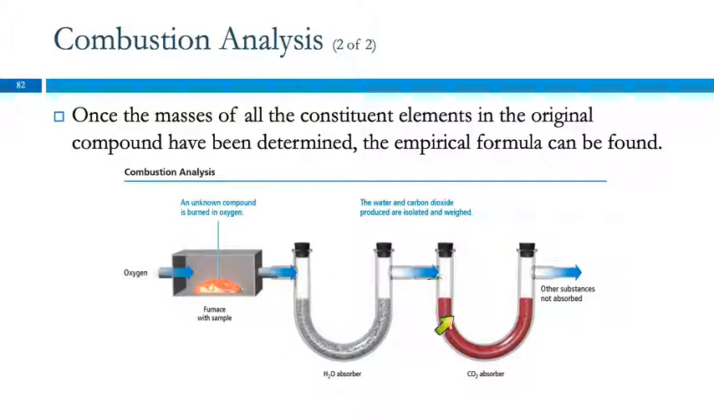After it goes through that tube, it goes through a carbon dioxide absorbing tube that catches all the carbon dioxide, and then anything that's not carbon dioxide or water would just come out the other end. So we can get the mass of CO2, the mass of water. We're pumping oxygen in here, right? So the oxygen in the water and the CO2 probably didn't come from the compound itself. Probably came from the oxygen that we were pumping in.